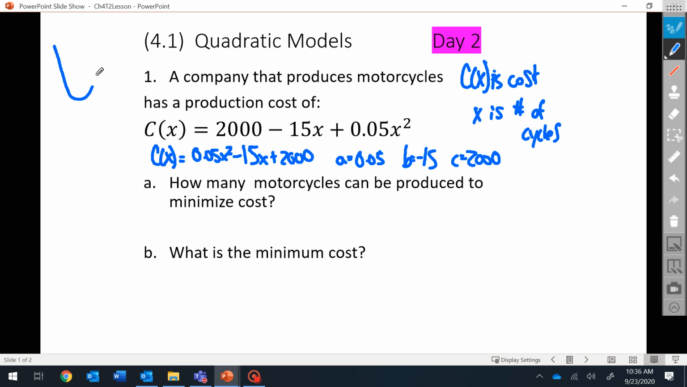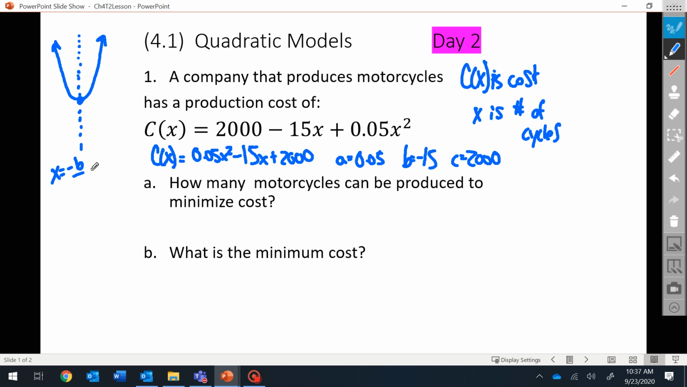So keep in mind what this looks like. It looks like this, where the function we're looking at is the cost. So the cost starts really high, it goes down, and then it hits a low point, and then the cost starts to go back up. So when we read A, how many motorcycles can be produced to minimize cost, we're looking for this point. This will have the lowest cost, and it will have the information for how many motorcycles result in the lowest cost.